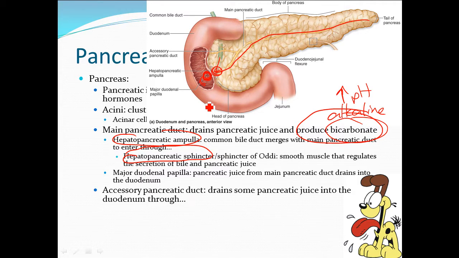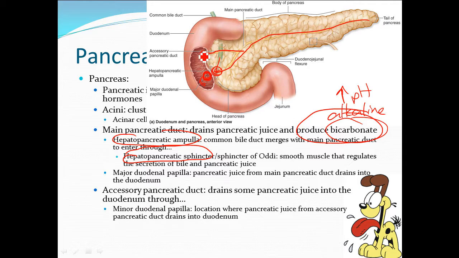On the other hand, there is an accessory pancreatic duct, and it goes through the minor duodenal papilla over here.